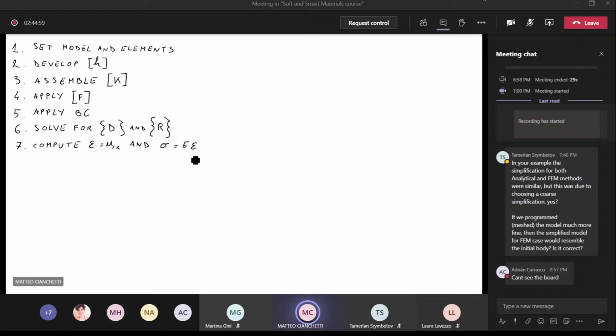Professor, could you repeat step 4? Step 4 is the application of the nodal forces, the nodal loads. Of course, this is not a matrix. I don't know if this was the question. All right, thank you. Okay.